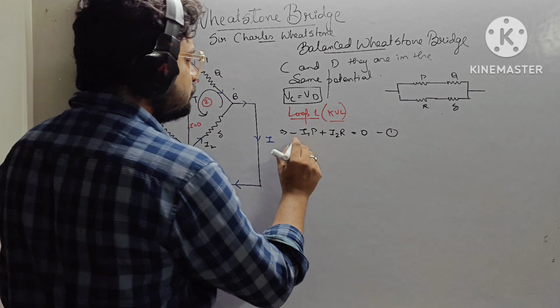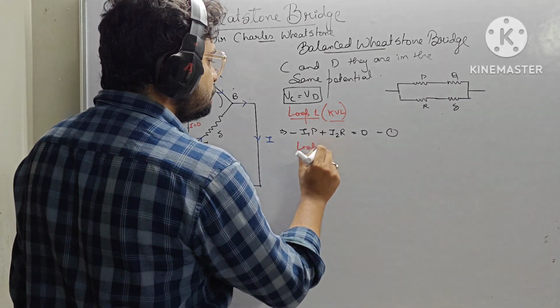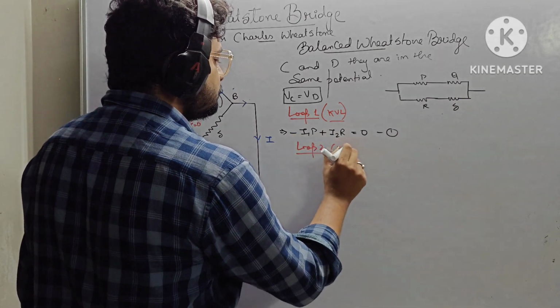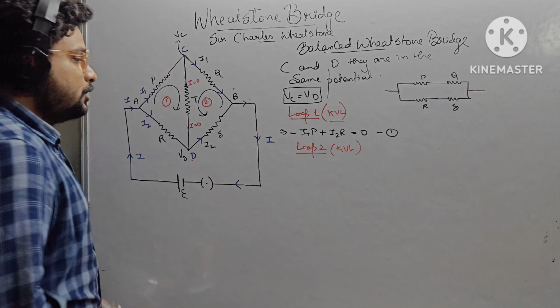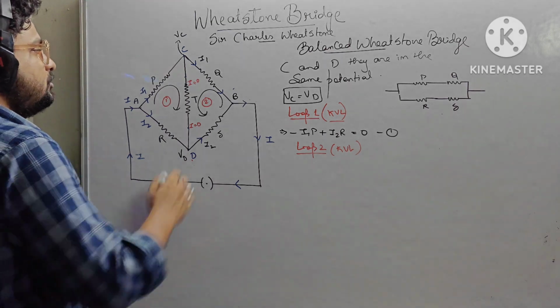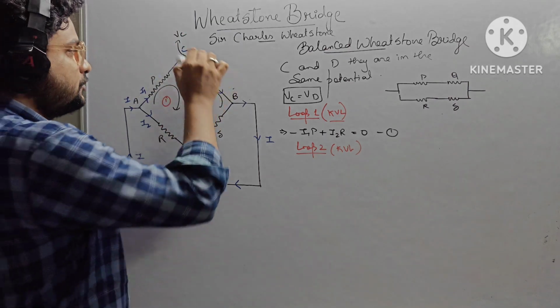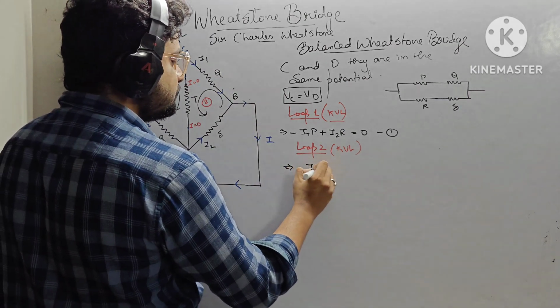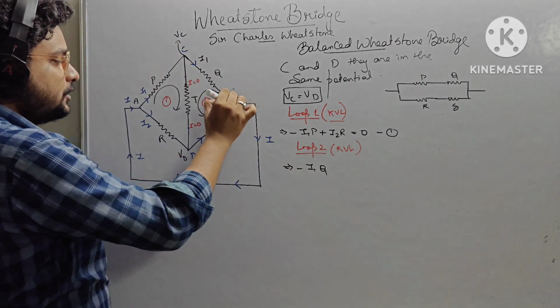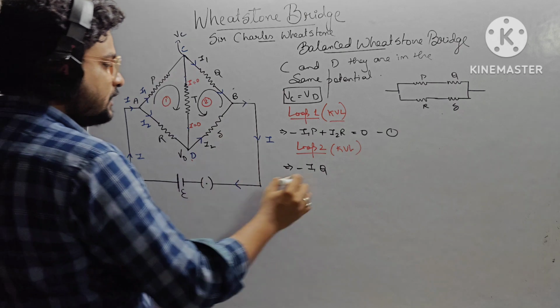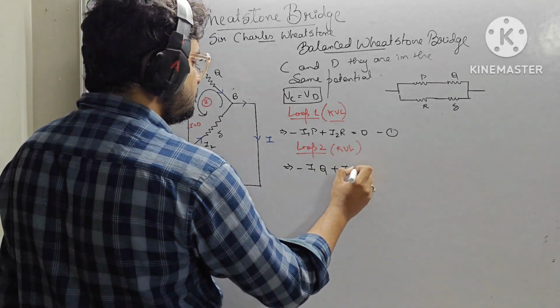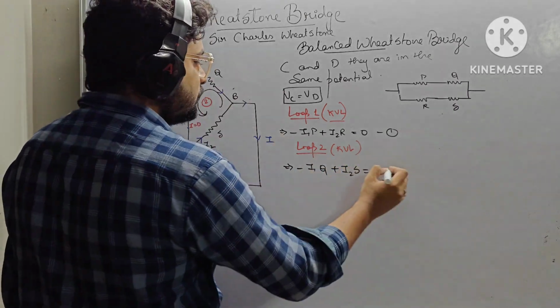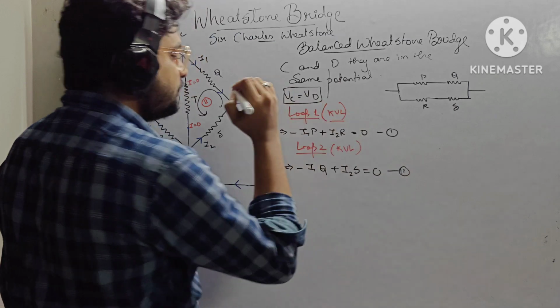Next we take loop 2. Again we will apply KVL. Suppose we start from this point. So I1 into Q, that will be minus because down the current. Over here I2 into S, up the current, so plus I2 into S, that is equal to 0. No more potential differences over here.